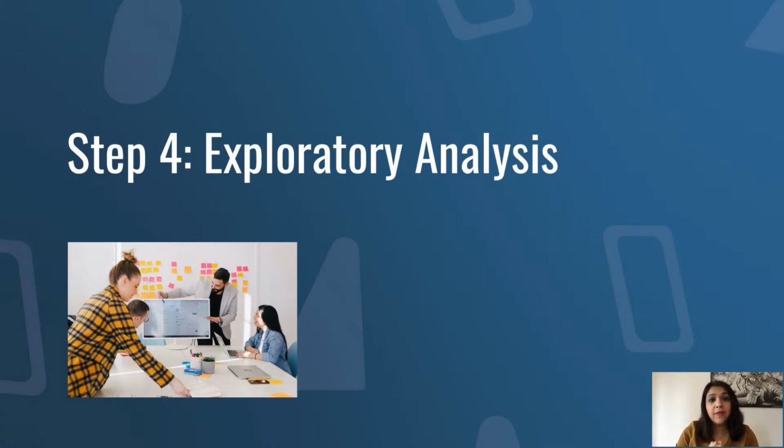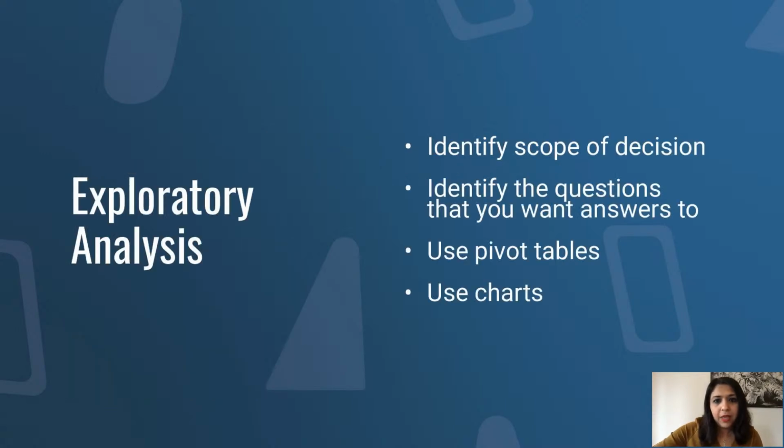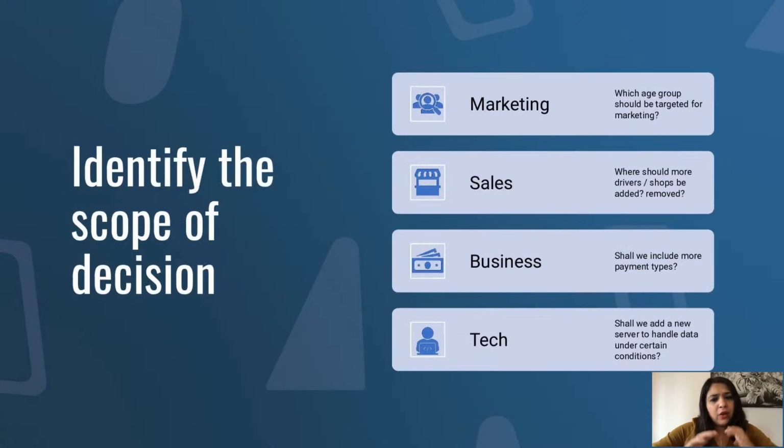Exploratory analysis is very much dependent on who your audience is, or in other words, for whom you are doing your analysis. Different kinds of people will ask you different kinds of questions from different points of view. So you need to first identify the scope of the decision, identify what questions you want to answer, and then you go technical. So what kind of scope is it? For example, these 8 parameters that we have just seen, marketing people may want to look at this in a very different way compared to sales, business, or tech people.